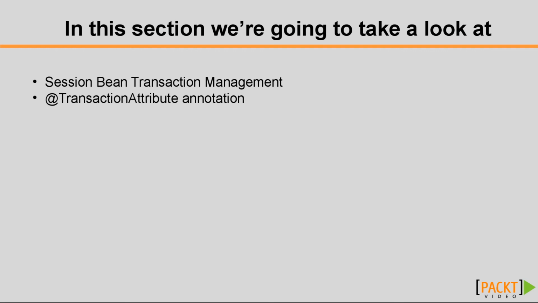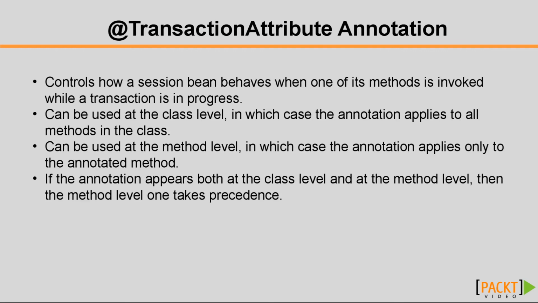So having said that, let's continue. Like I was saying, the transaction attribute annotation controls how an EJB behaves when one of its methods is invoked while a transaction is in progress. We can annotate the EJB at the class level using the transaction attribute annotation, and if we do that, the annotation applies to all of the methods in the class.